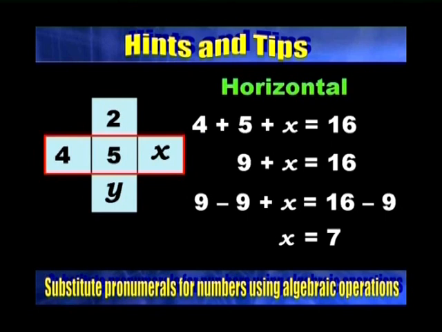We then remove 9, subtracting 9 on both sides. 9 minus 9 plus x is equal to 16 minus 9. And x, cross off the 9s, 16 take away 9, which is x is equal to 7. So the value of x in the horizontal line is 7.